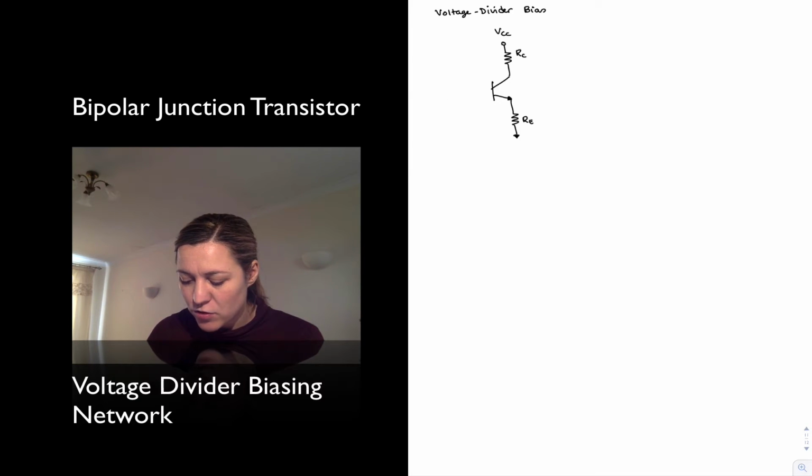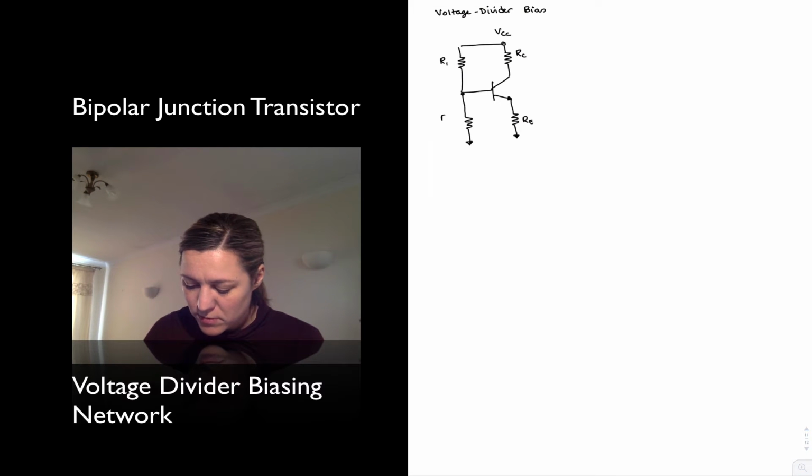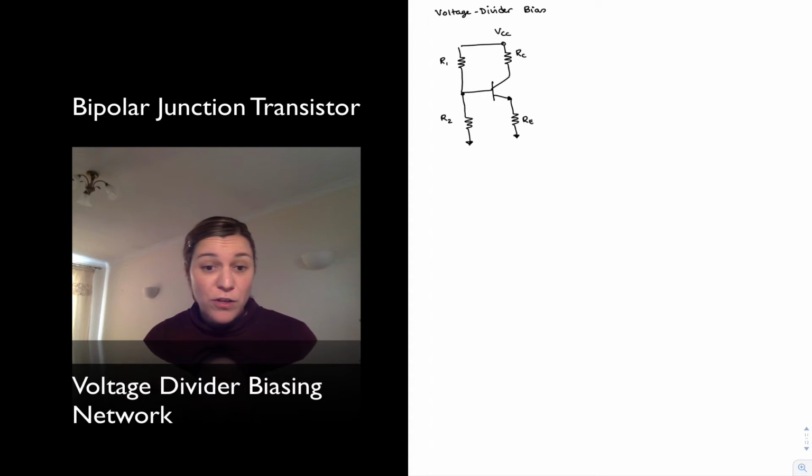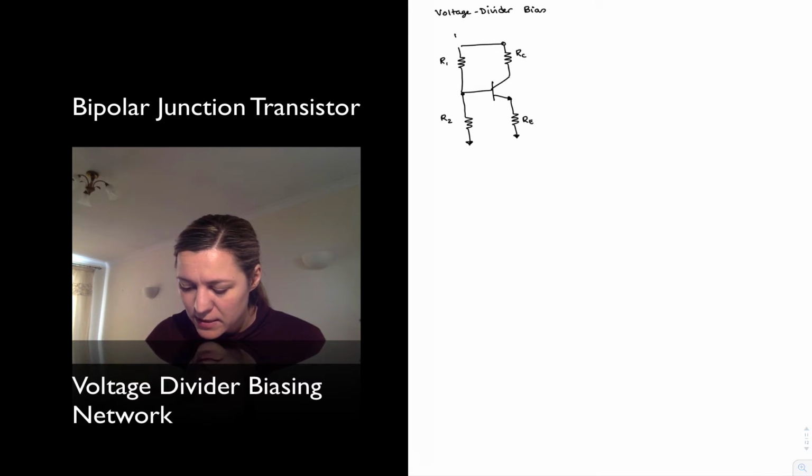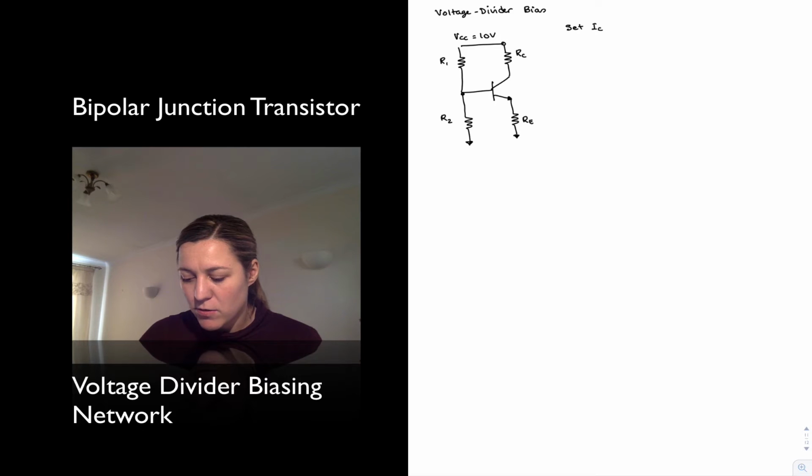A practical implementation of this could be by using the same supply VCC and using a voltage divider to implement VBB. This is R1 and R2. Because of the configuration with 4 resistors, this is often also referred to as the 4-resistor biasing network. It's one implementation of emitter biasing. We're going to keep our VCC, as in previous examples, set to 10 volts. And we're going to still try to set our Q point to IC of 1 milliamp.